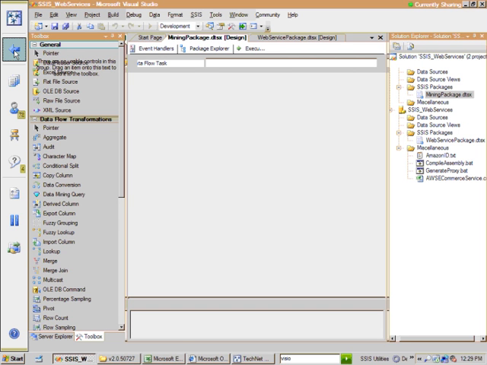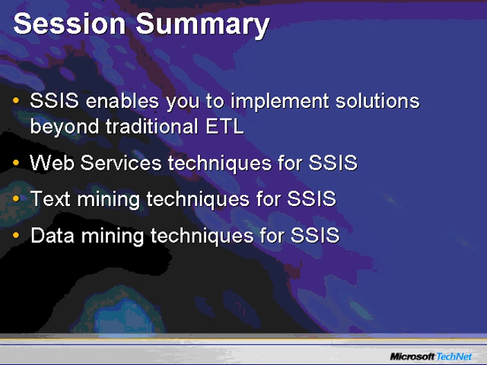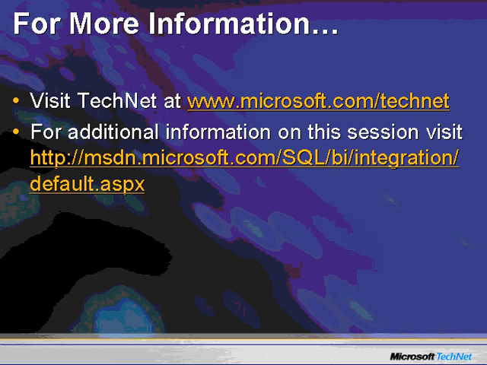So with that, return to the live meeting, and let's just summarize what we've seen. Well, I think what you've seen is that advanced integration services enables you to do things which are way beyond traditional ETL processes. We've used web services and integration services. We've used text mining to handle the unstructured data, and we've also used data mining to infer business rules which are very complex and based on predictive models rather than hard-coded business rules.